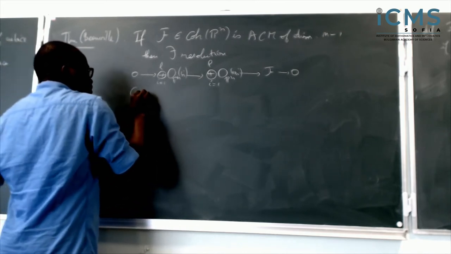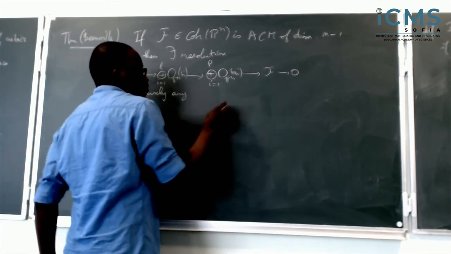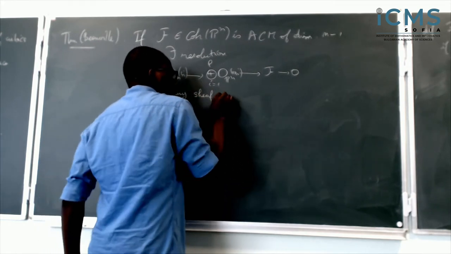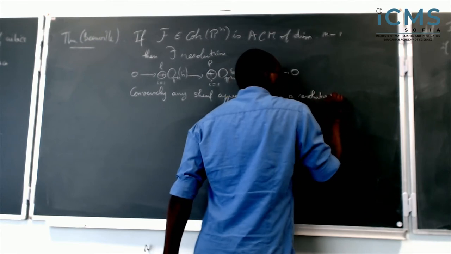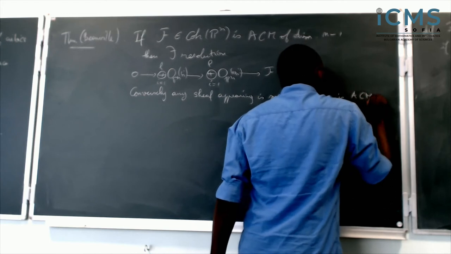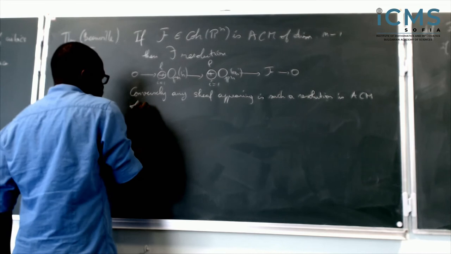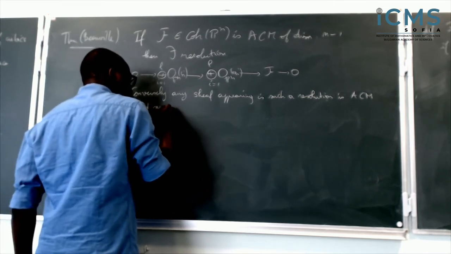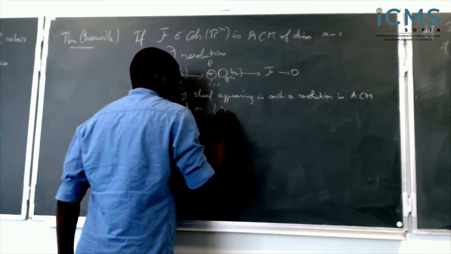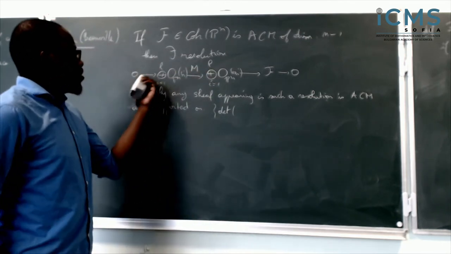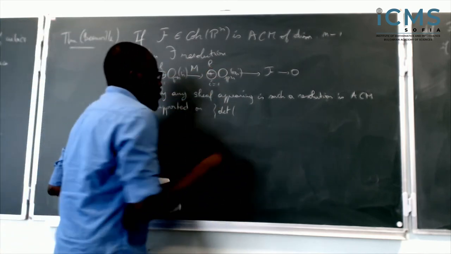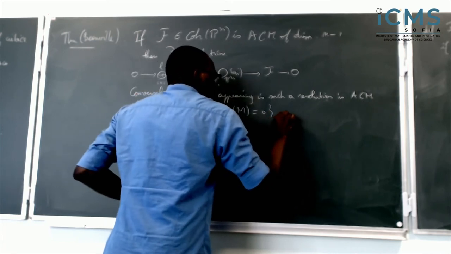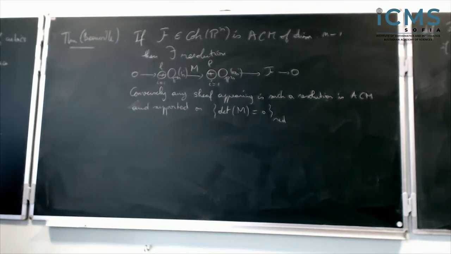Okay. And then conversely, any coherent sheaf appearing in this form is ACM, of dimension n and supported on the hypersurface. And the locus of the, sorry. So this map here is given by a matrix of the form A_i minus B_j. So this is the theorem that links the two things.